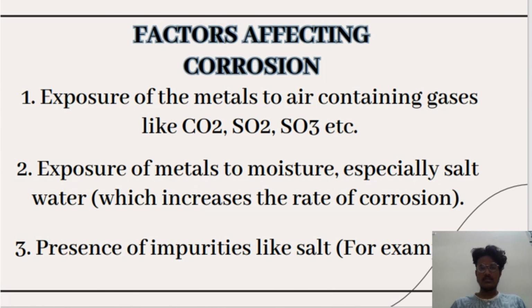Second point is factors affecting corrosion. Exposure of the metals to air containing gases like CO2, SO2 and SO3 etc. Then exposure of metals to moisture, especially salt water, which increases the rate of corrosion. Then what is the rate of corrosion? I will explain in the next slide. Then the third one is presence of impurities like salt.